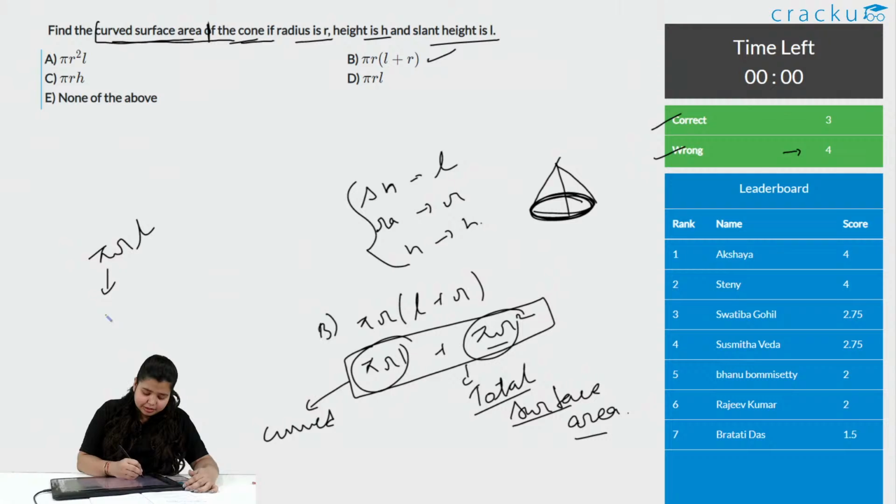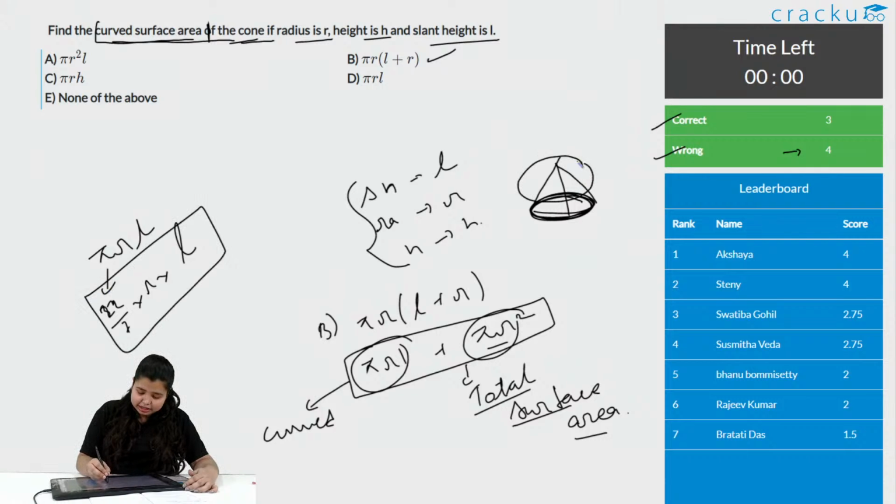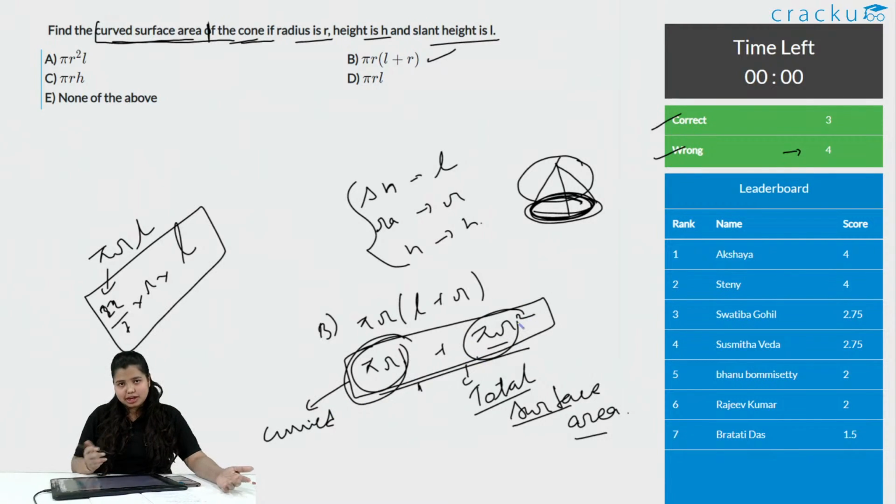22 by 7 into the radius and the slant height, not the height but the slant height. Curved surface area is this portion. Curved surface area plus the circle is the total surface area, which is pi r L, that is the curved surface area, plus pi r square, which is the surface area of the base.